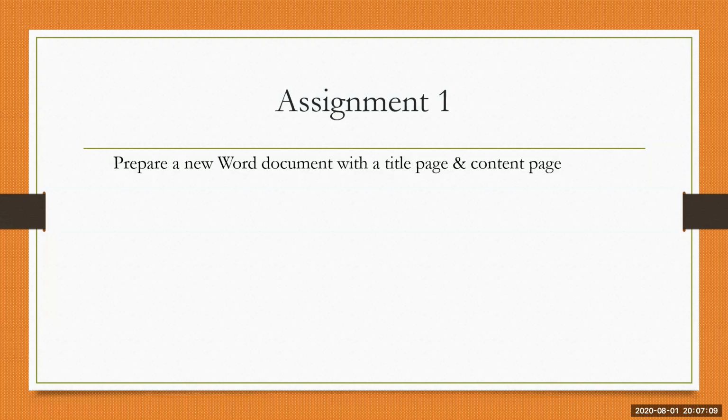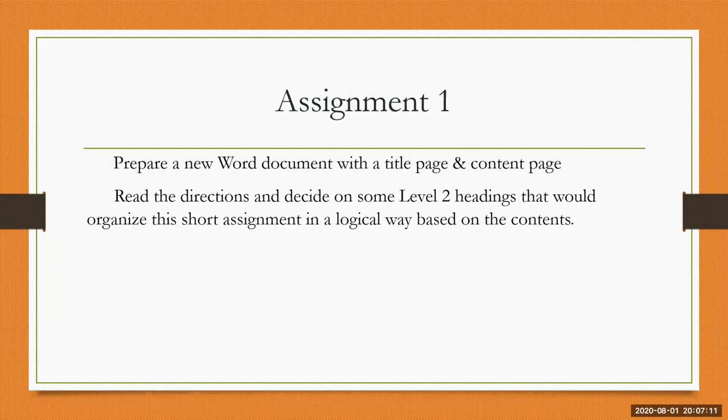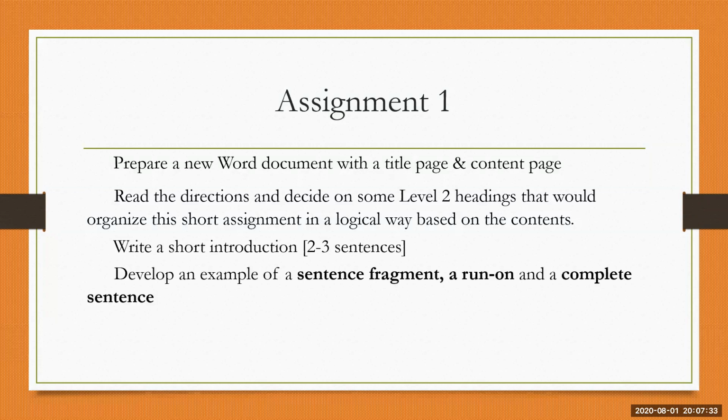Now, just go ahead and write a brief introduction. It does not have to be a 5 to 7 sentence, broad to narrow with a thesis statement. You don't need that. Just write a couple, 3 sentences to introduce us to what you're going to talk about. It's going to be very short and very simple. And then develop an example of a sentence fragment, a run-on, and a complete sentence, and talk about these under the proper level 2 heading. So you have to think about how you're going to organize this.